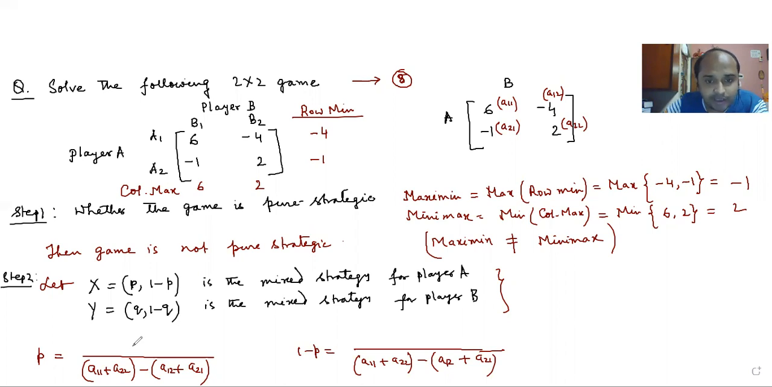What was on the numerator for P? Akash, tell me, you can unmute. A22 minus A21. Okay, thank you. And what was in the numerator for 1 minus P?